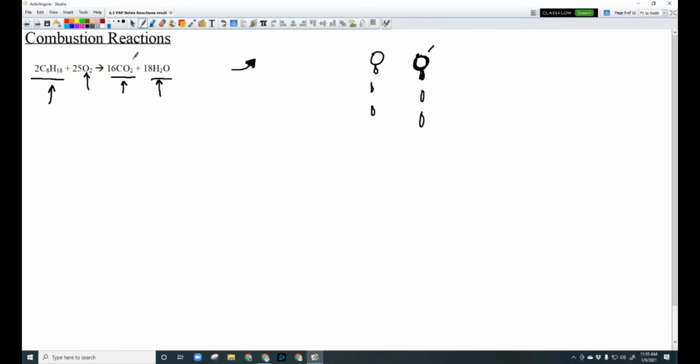So back to the combustion reaction. In combustion, you always take a hydrocarbon, and this is the part that changes. In a combustion reaction, this part never changes. It's always a hydrocarbon combined with oxygen, and it always produces the same two products, carbon dioxide and water. Every single time, never changes. This is called a combustion reaction.